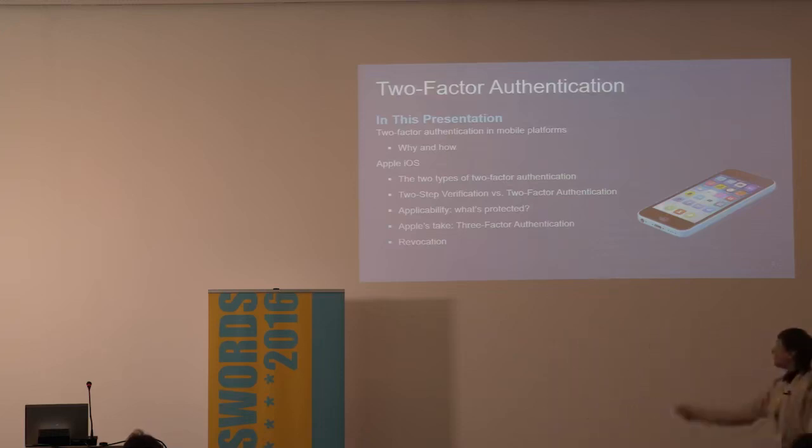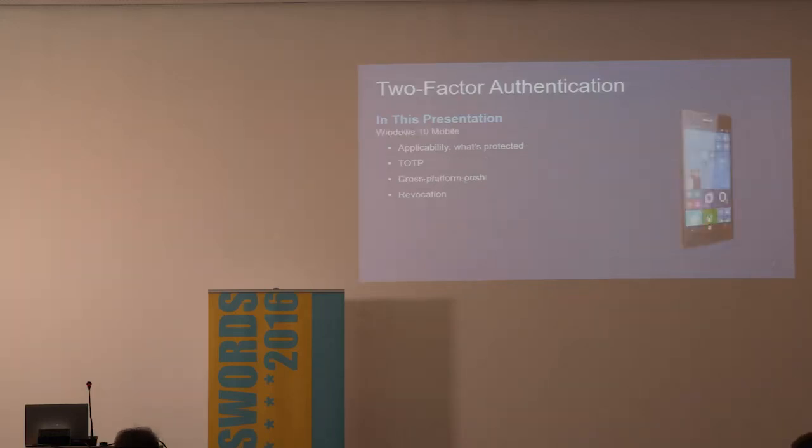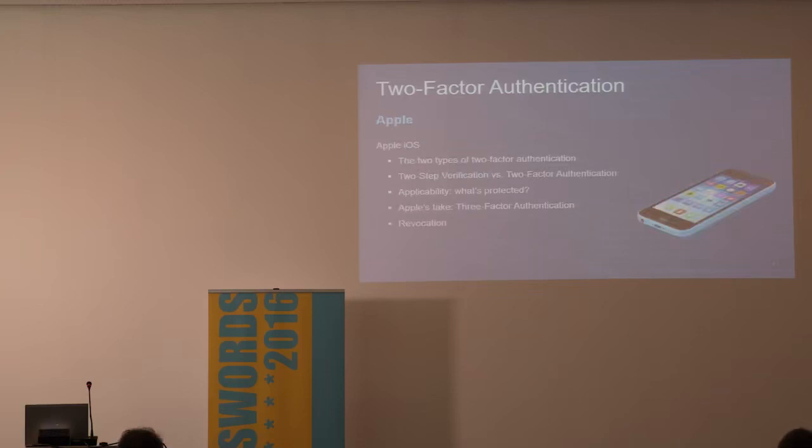In this presentation, Apple, the two types of two-factor authentication, they didn't make it easy. Two-step verification versus two-factor authentication. What's protected and what's not? What's three-factor authentication? And how to revoke previously authorized devices. Then we'll discuss Google Android as opposed to generic AOSP Android, which is different. And then we'll discuss Windows 10 Mobile, as well as Windows 10 Desktop and Windows Phone 8.1. Let's start with Apple.